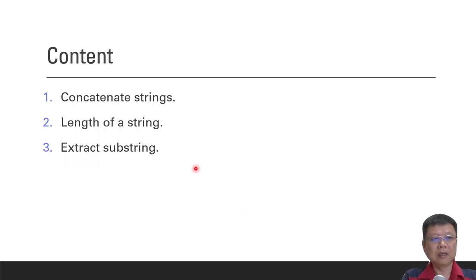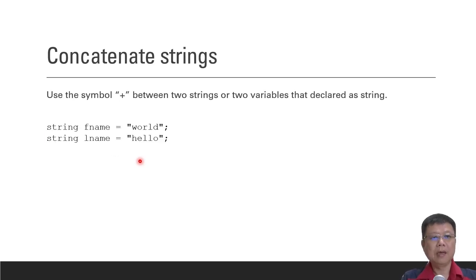In this content, we are going to learn about concatenating strings. How do we combine them? After that, we will learn how to know the length of a string. Sometimes we need to know that so that we can extract the data or the characters. And the third one is how to extract a certain part of a string using the substring function. Let's go for the first part, which is concatenating strings.